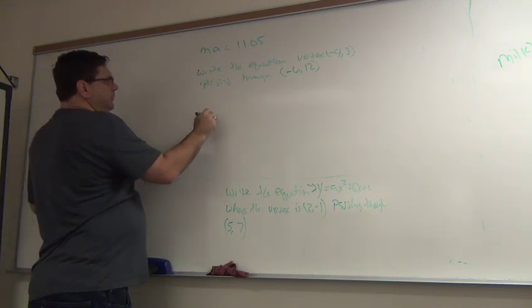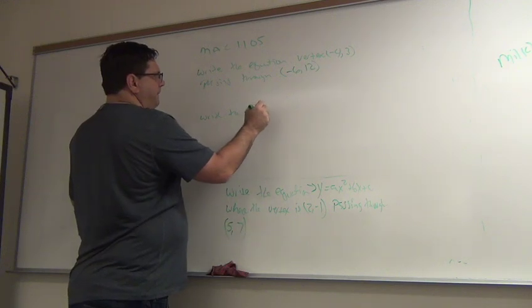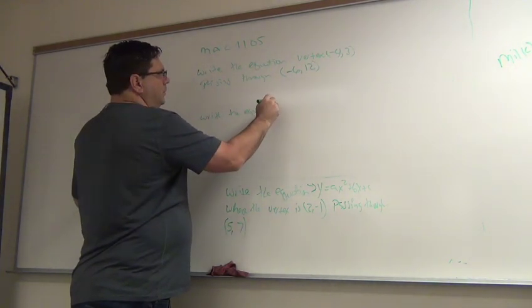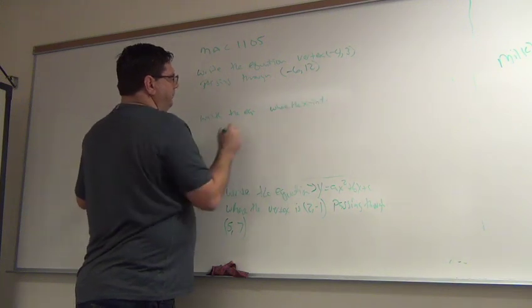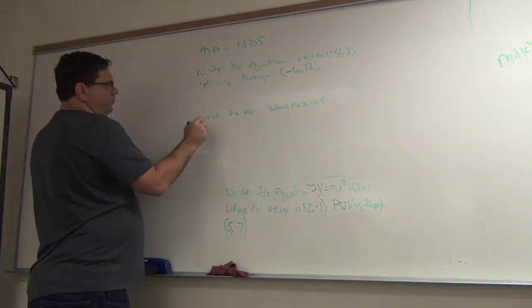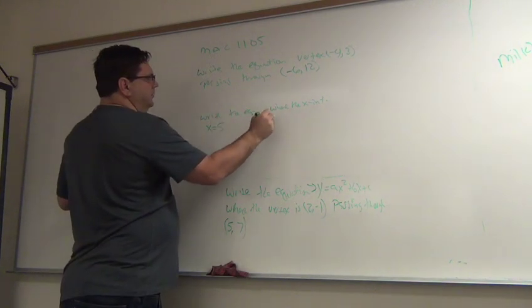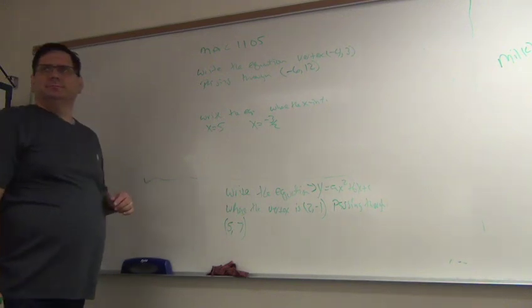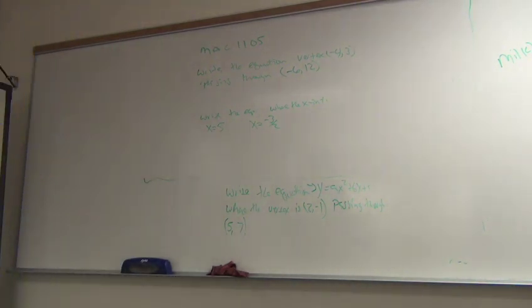Also, write the equation where the x-intercepts are x equals 5 and x equals -3/2. Let's try those two.